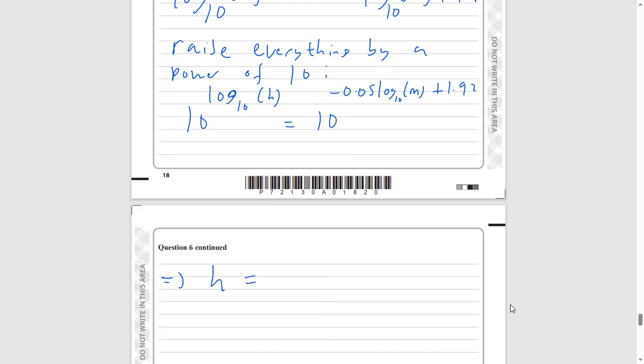So remember our rules of indices. Remember that when we multiply indices, we add powers.